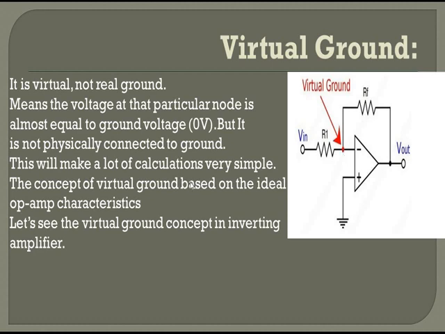This will make the calculation very simple. In most op-amp circuits, we consider the voltage at this point. So if this point is 0, then most of the calculation becomes simple. The concept of virtual ground depends on ideal op-amp characteristics. Let us see the virtual ground concept in an inverting amplifier.